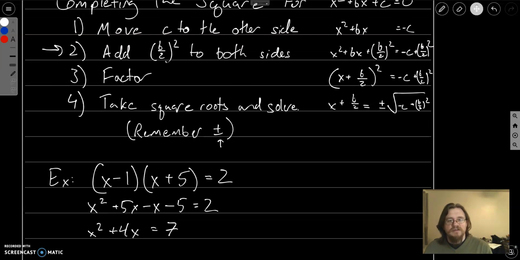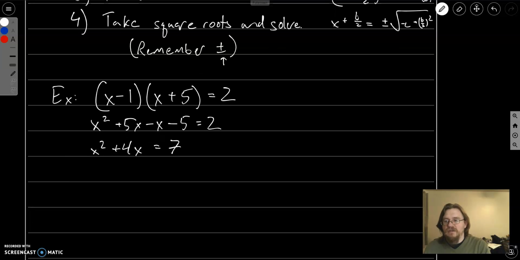Now I can complete the square. So the trick: add b over 2 quantity squared to both sides. So b here is 4. So what I'm going to do is take 4 divided by 2, and I'm going to square it. 4 divided by 2 is 2. 2 squared happens to be equal to 4. So in this case, this is quite simple. So we get x squared plus 4x, and then I want to add 4 to both sides. Plus 4, plus 4.